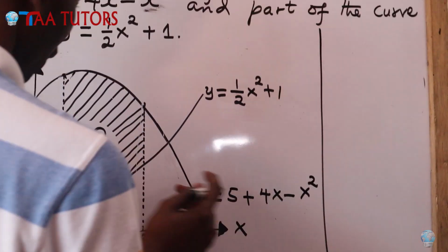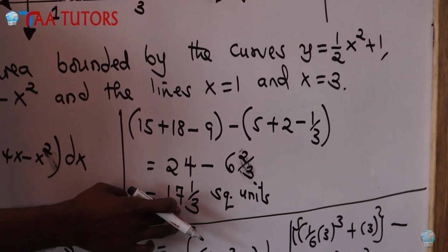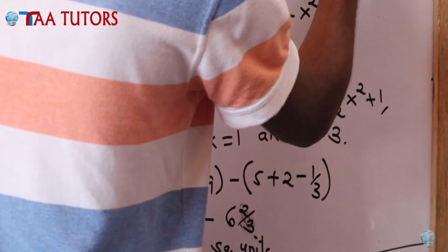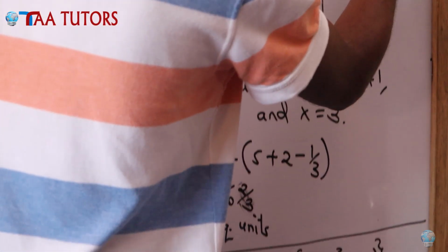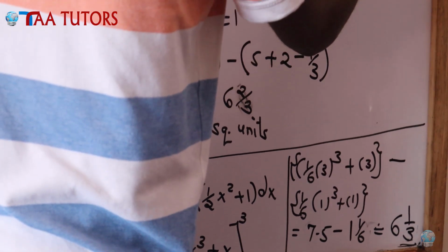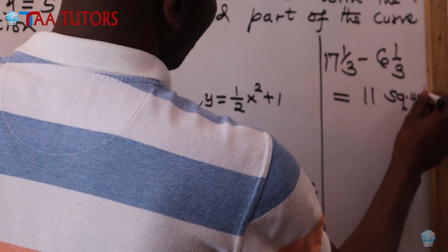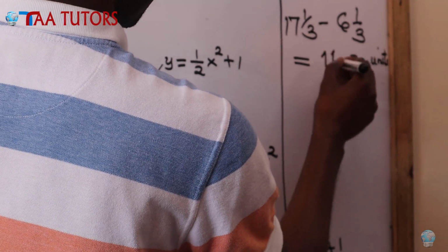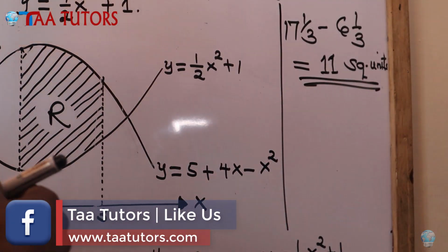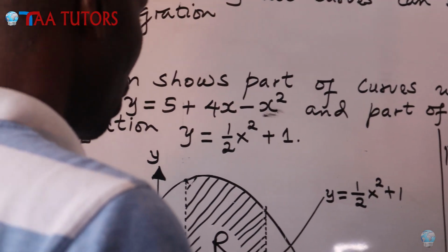So if I want to get the area of the shaded region, it will be the area here minus that, which is 17 and a third minus 6 and a third. That will give us 11 square units. So viewers, you see, finding that area is not a big deal. It's just patience, and then everything will be okay.